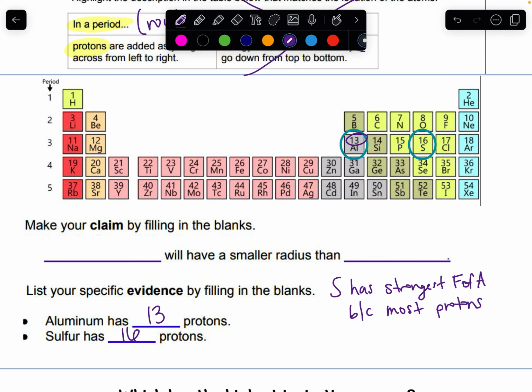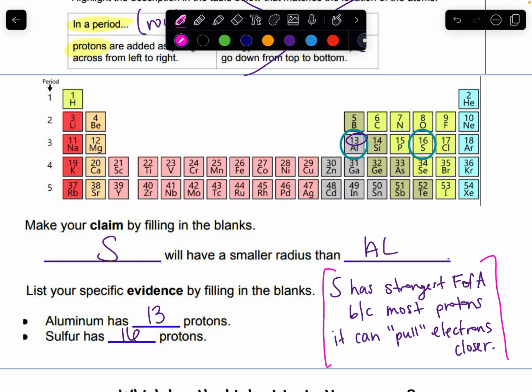Okay, so what does that mean? That means it's going to be pulling in. It can pull the electrons closer. So that means that sulfur is going to have a smaller radius than aluminum. This whole little segment right here is what we call the reasoning. This is more like your explanation.